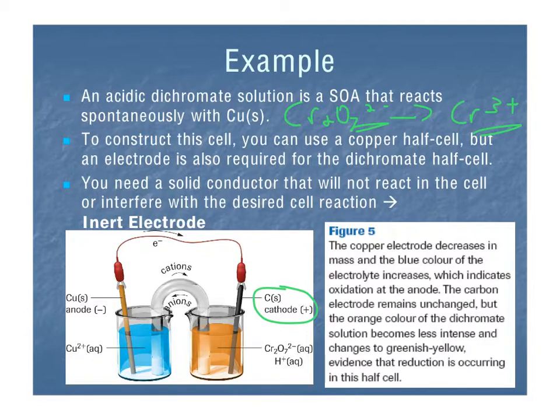The evidence of this reaction happening is determined by the color change. In our anode, copper is slowly being oxidized into copper ions, so the intensity of the blue solution will increase over time. On the other hand, at the cathode, the orange dichromate ions will slowly be reduced into the colorless or the greenish yellow chromium 3+ ions. Therefore, the orange color of our solution will slowly decrease over time.